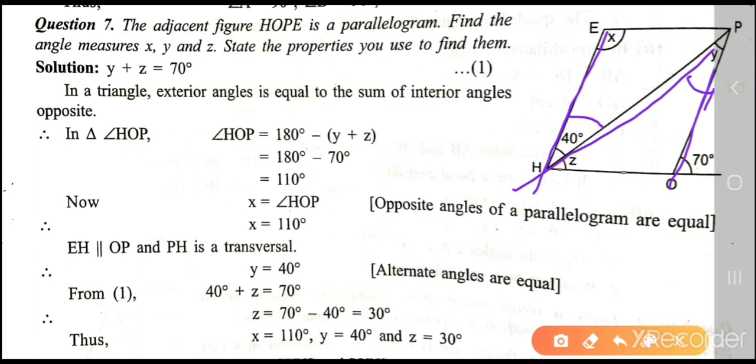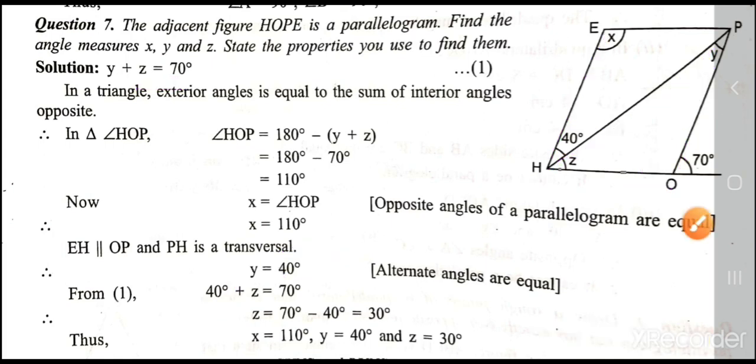Now the y value you got is 40 degrees. Now you take the equation y plus z is equal to 70. In that you substitute the value of y. So what happens? 40 plus z is equal to 70. z is equal to 70 minus 40, that is equal to 30 degrees. So the x value you got is 110, the y value you got is 40 by alternate interior angles, and the z value you got is 70 minus 40 equal to 30 degrees. Okay, now we'll go to the next question.